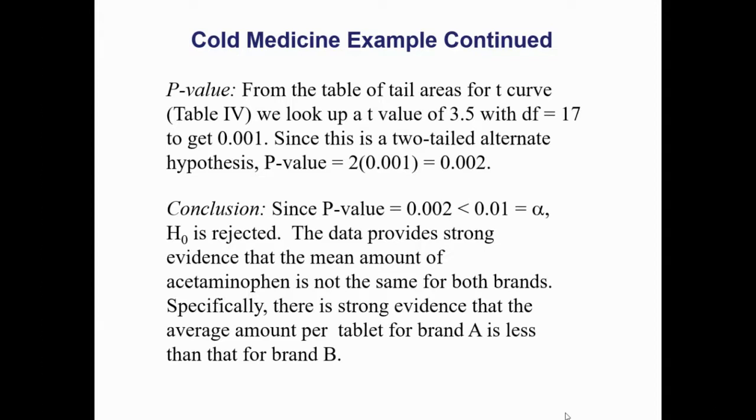So since the p-value is less than alpha, we reject H naught, which means the data provides strong evidence that the mean amount of acetaminophen is not the same for both brands. Specifically, there's strong evidence that the average amount per tablet for brand A is less than brand B.